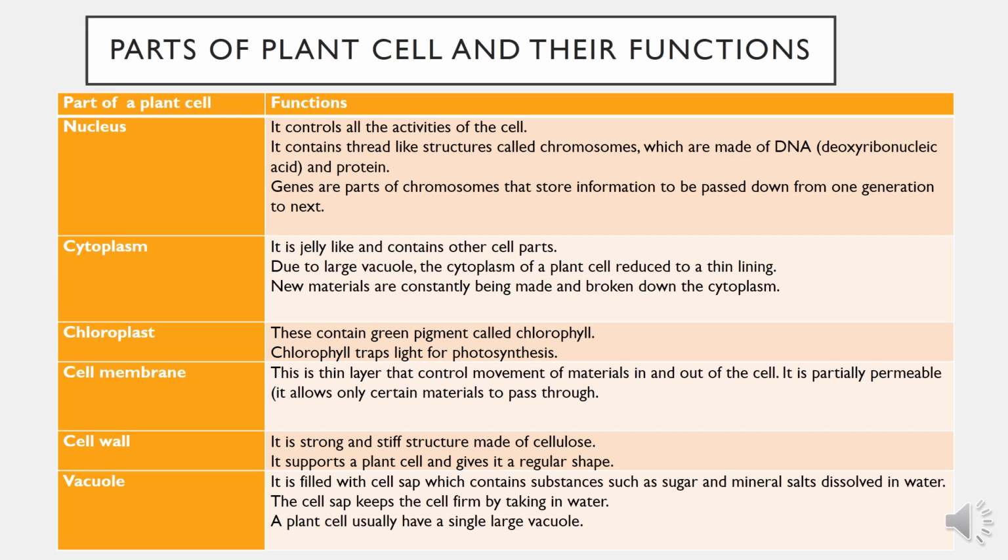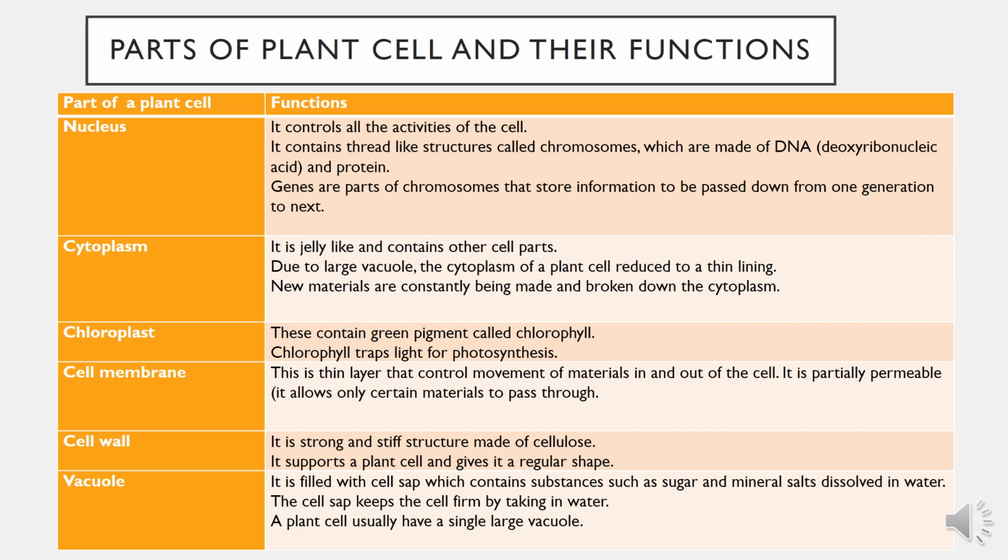It contains thread-like structures called chromosomes, which are made of DNA. DNA is short form of deoxyribonucleic acid, and proteins. Genes are parts of chromosomes that store information to be passed down from one generation to next.